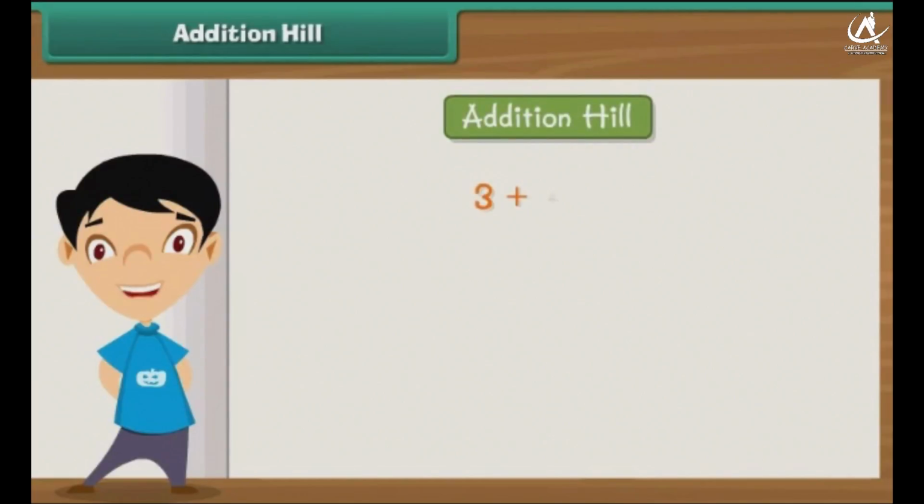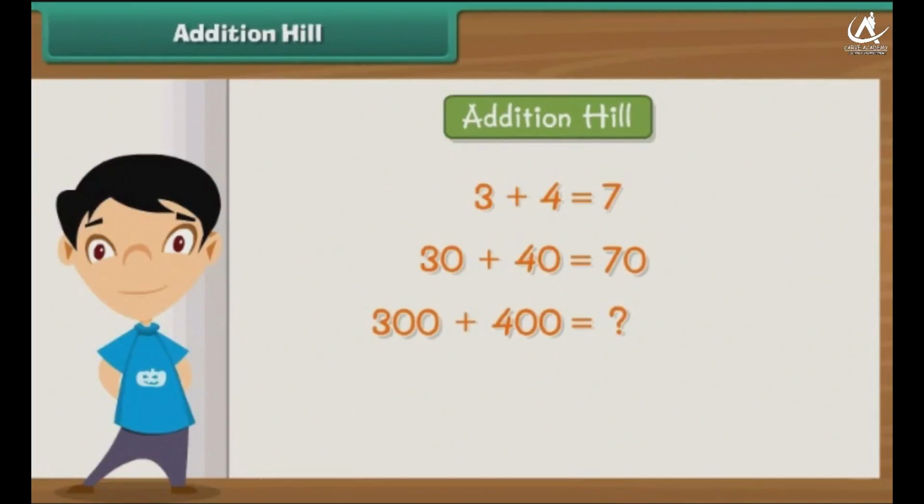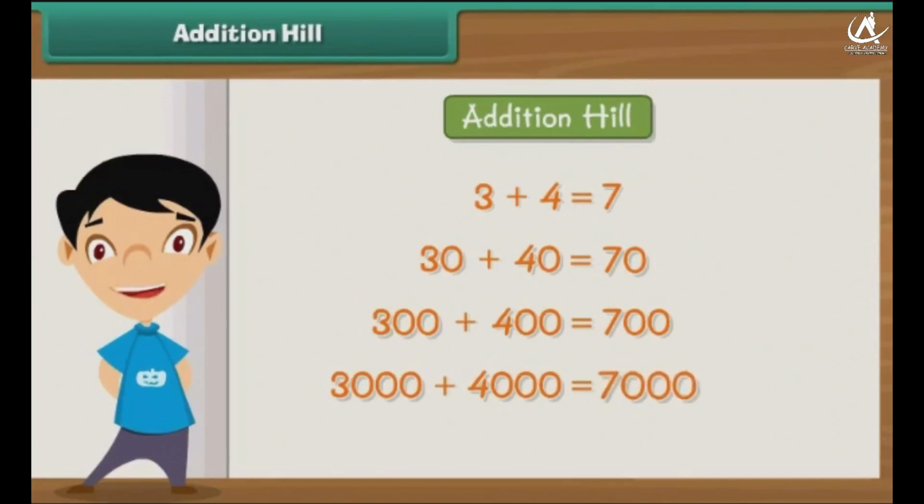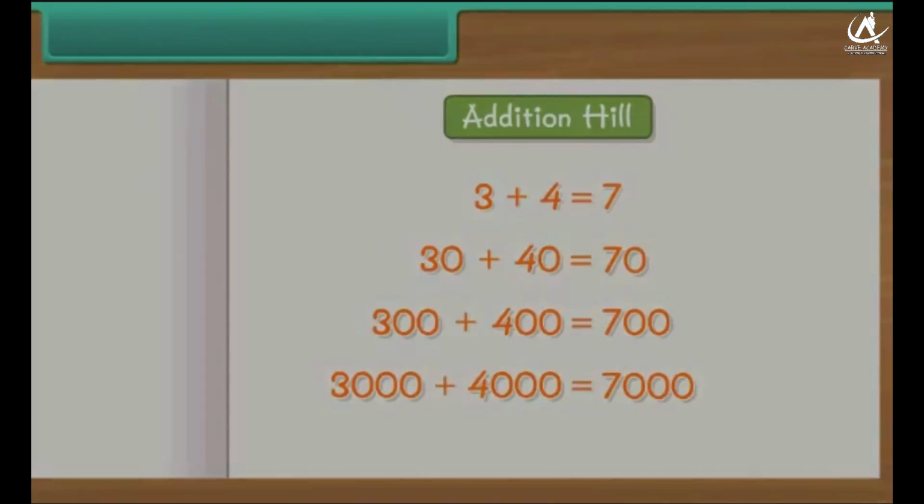We know that 3 plus 4 is 7. What will be 30 plus 40? 30 plus 40 is equal to 70. What will be 300 plus 400? 300 plus 400 is equal to 700. Now you can tell the sum of 3000 and 4000 very easily. 3000 plus 4000 is equal to 7000. As this pattern gives a hill-like structure, we call it the addition hill.